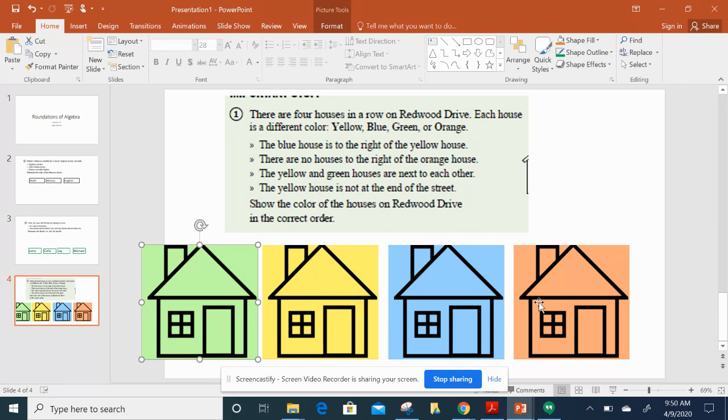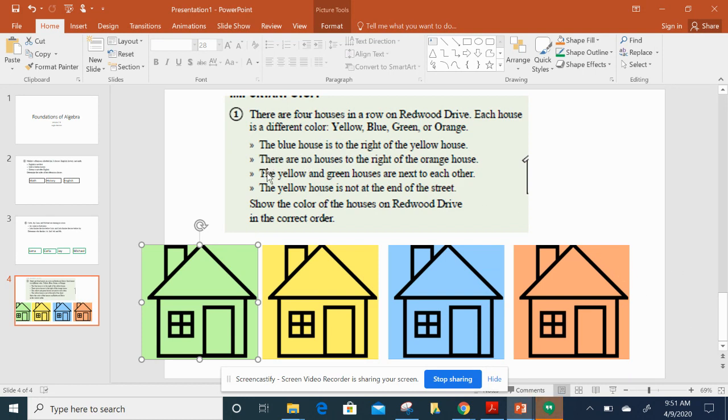And then, last but not least, how do you know if you're right? Well, the best way to know if you're right, once you get your pieces in order, is to go back and read the clues and make sure everything makes sense. So in this last example, if I read through my clues again, it says the blue house is to the right of the yellow house. So is it true that my blue house is on the right side of the yellow? And I would say yes, that's true. Next, there are no houses to the right of the orange house. I would say there are no houses to the right, so that one makes sense.